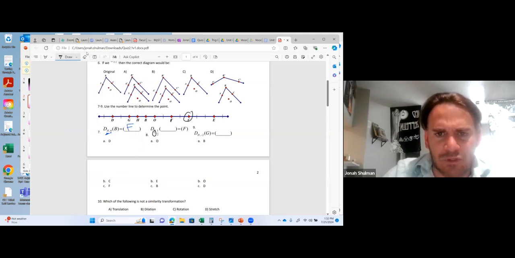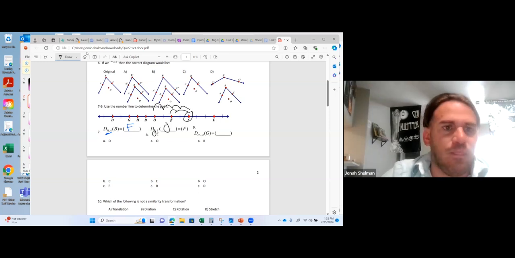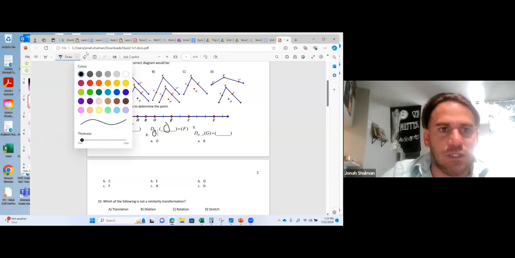But we're going to go half as big. So if F is 2, 1, 2, 3, 4, we want O. All right, let's do one more of these just for fun. Oh, they've got multiple choice, which is nice on the bottom. I did not notice that.